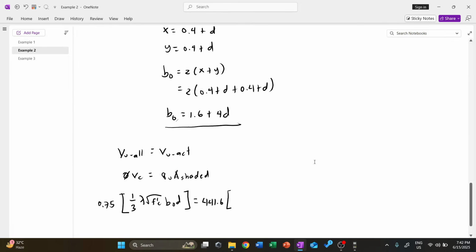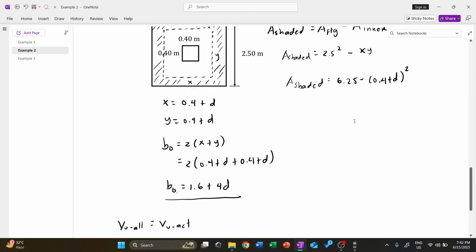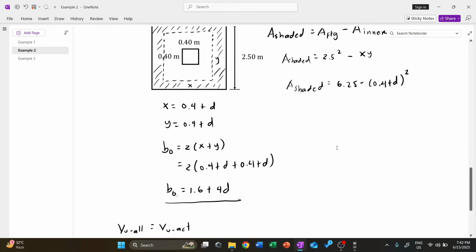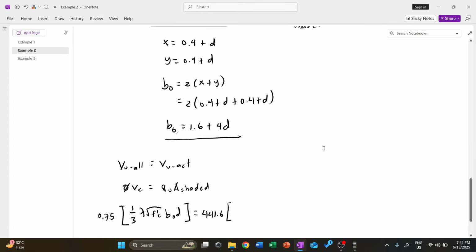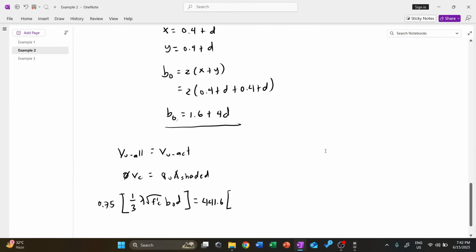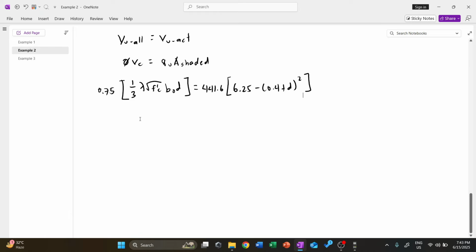So our shaded area is, I think, already simplified. Or maybe it can be simplified further, but let's try, maybe the calculator can handle it. So 6.25 minus 0.4 plus d, squared. Now let's try to substitute everything again.